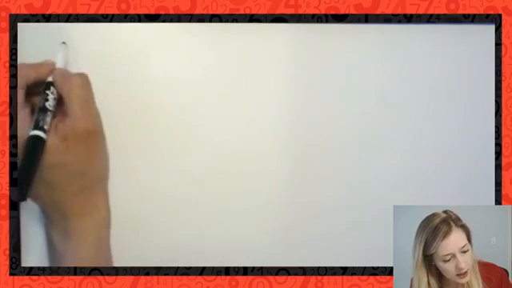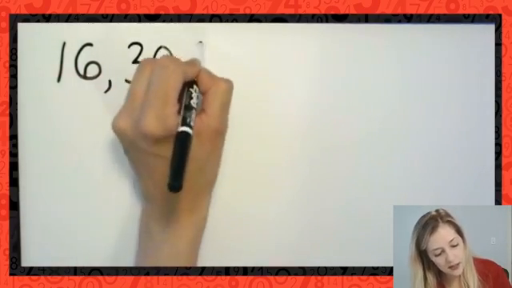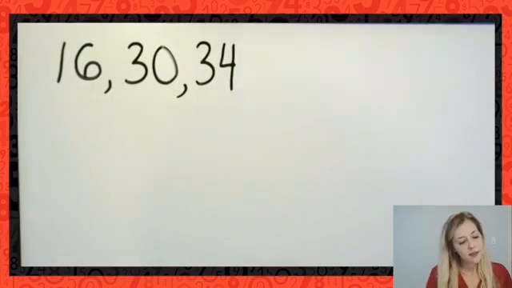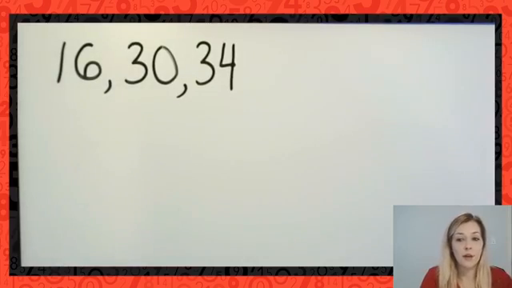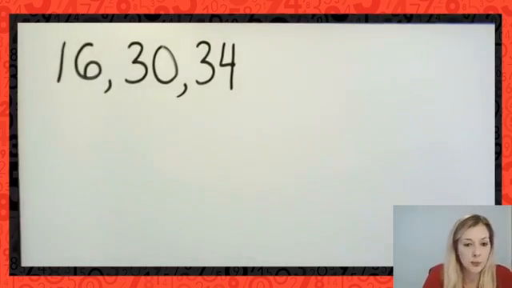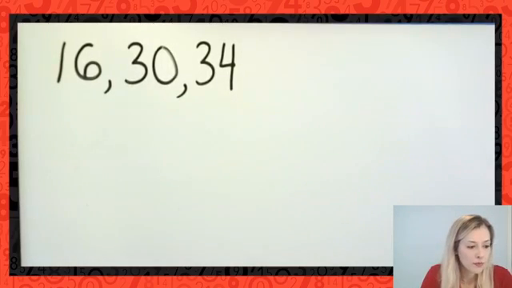So let's say I ask you, is 16, I'll give you a few seconds to think about this. Is 16, 30, and 34, are these three numbers altogether a Pythagorean triple? Do they form a Pythagorean triple? I'll give you a few seconds to think about that. It might be more apparent than you might think. Remember what I said about similar triangles.